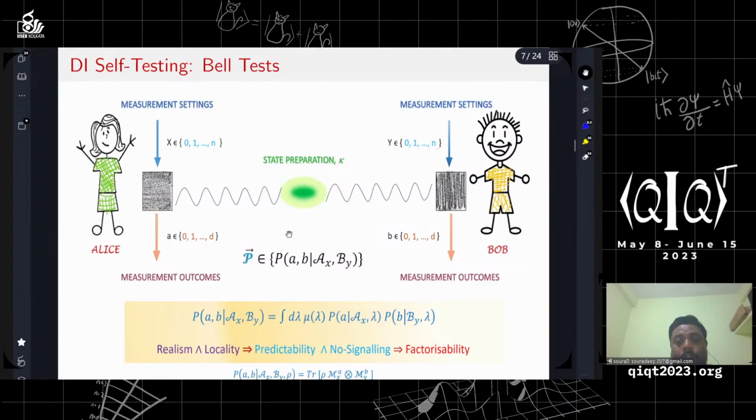And also, let's say this behavior has some ontic model. That means this behavior can be generated by having a pre-shared strategy between Alice and Bob. Let's say that strategy is called lambda. Then this behavior in this strategy space, or sometimes we call it the ontic space, is factorizable.